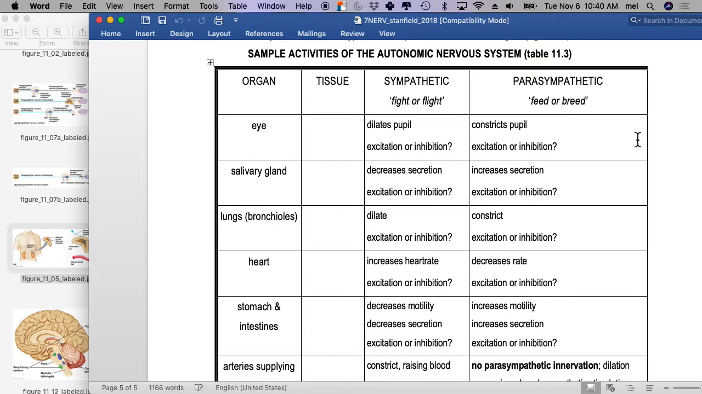Okay. So next one, this one should be easy. Heart. What's the tissue? Cardiac muscle. Okay. And the sympathetic increases heart rate. I know that you know, but tell me why. Why? Yeah, more blood, more oxygen, more stuff. Tigers. Damn, tigers. Does that represent excitation or inhibition? Excitation, good. And the parasympathetic nervous system decreases the rate. Okay, and that represents inhibition, good.